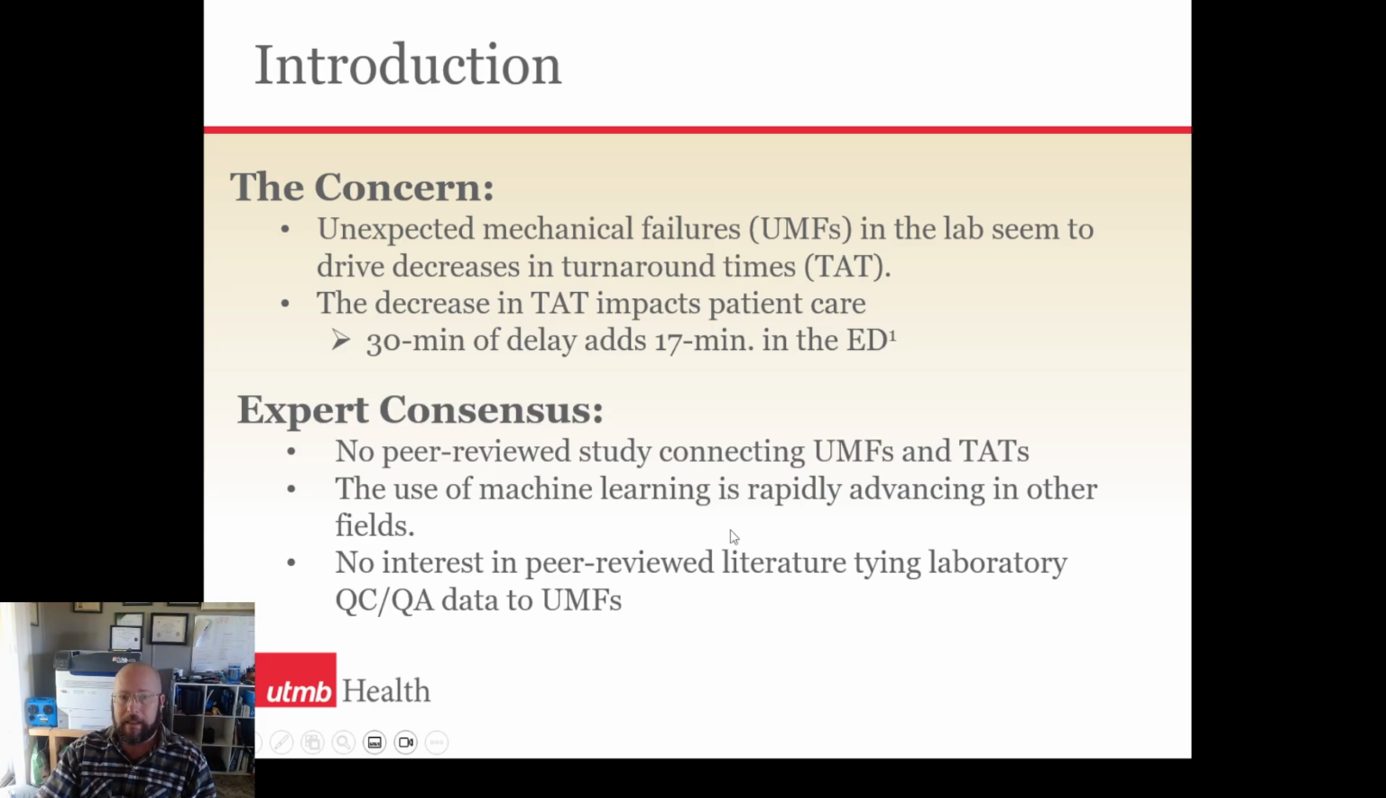I did look at machine learning, and with machine learning, think of that as AI, is rapidly advancing in other fields. And I was thinking, how could we leverage those statistical models to detect errors that we wouldn't normally detect? And in the literature, as I did my literature review on this, there was really very little interest in the peer-reviewed literature tying quality control and quality assurance outcome data to mechanical failures, and thus no interest in tying mechanical failures to delays in turnaround time.